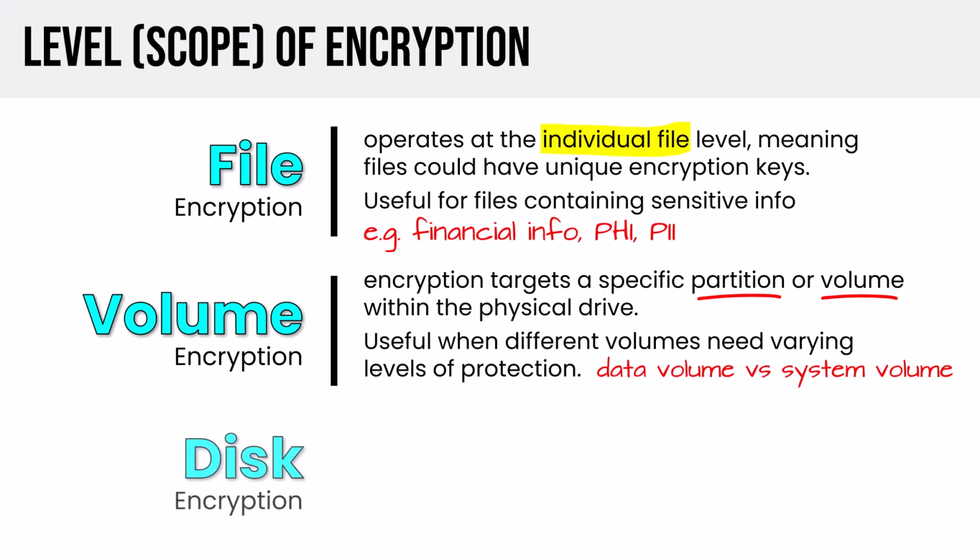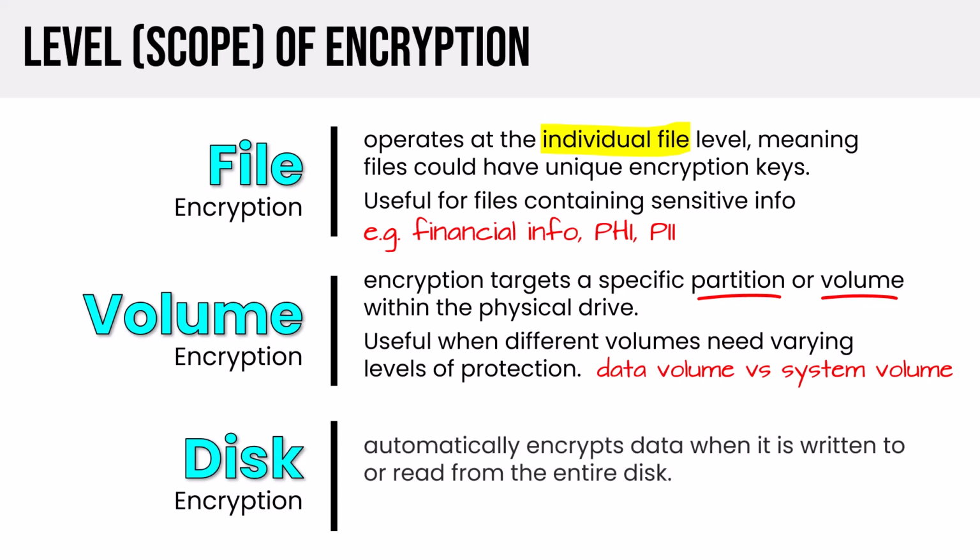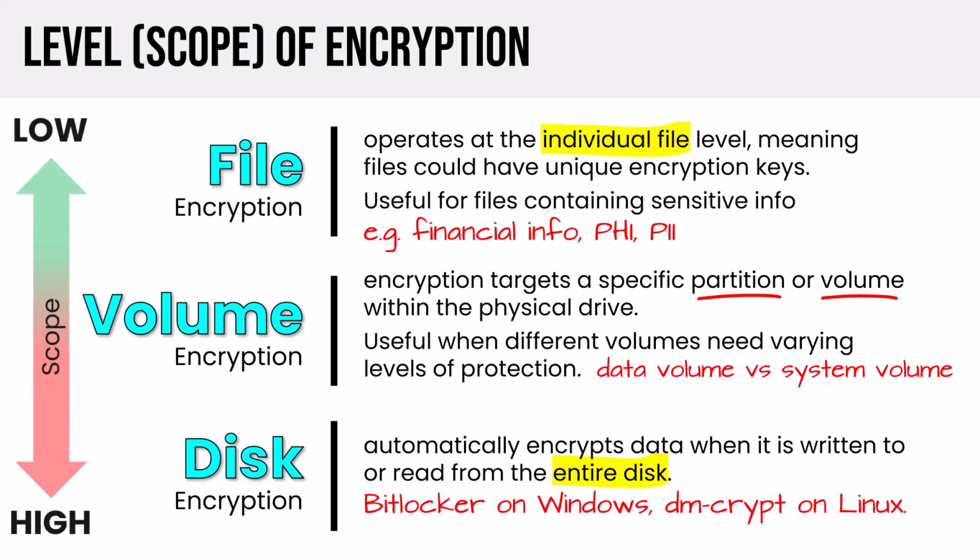Then we have disk encryption, which automatically encrypts data when it is written to or read from the entire disk. This would be BitLocker on Windows, Encrypt on Linux, but you can see that when we look at this from the perspective of scope, the scope of encryption at the file level is very low, very granular, and the scope of encryption at the disk level is very high. We're encrypting everything. So basically the scope is inversely proportional to the granularity.